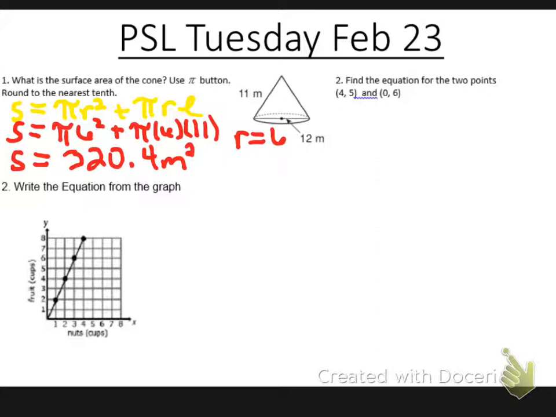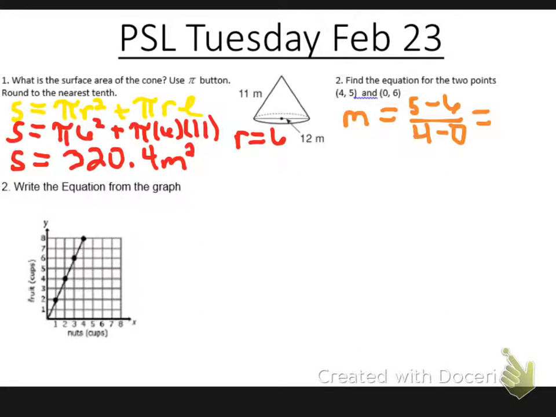Number 2 is asking us to find the equation for the 2 points. Just like we did yesterday, to find the slope when you're given 2 points, you just find the difference of the y's, 5 minus 6, and the difference of the x, which is 4 minus 0. Make sure you keep them in the same order. You can't switch the order around, because then you might get a negative versus a positive, or switch that around.